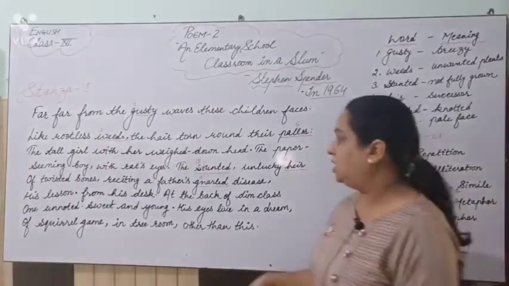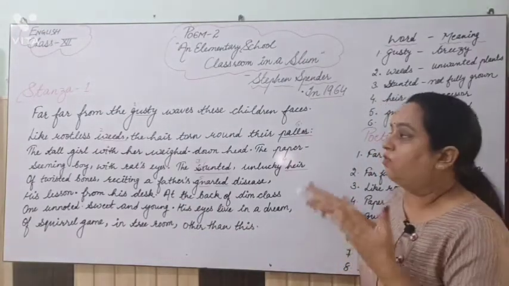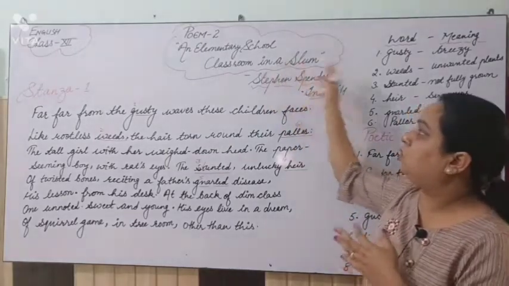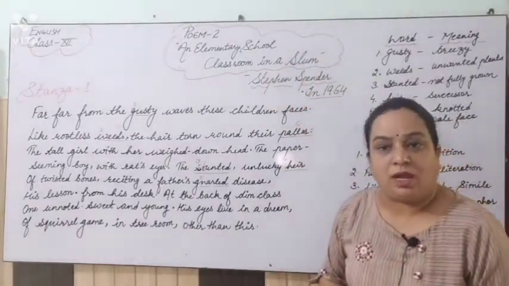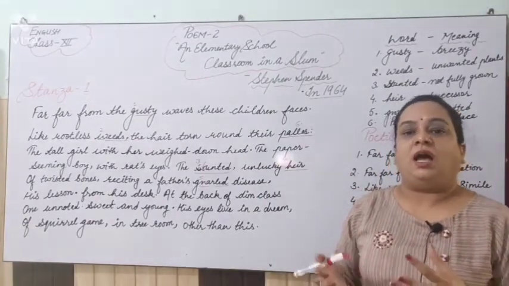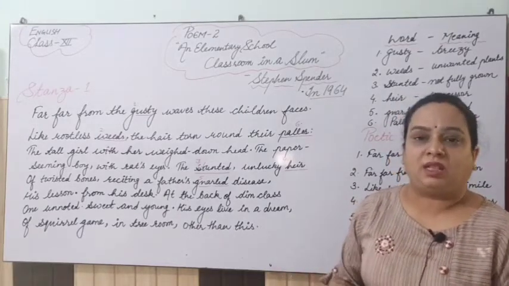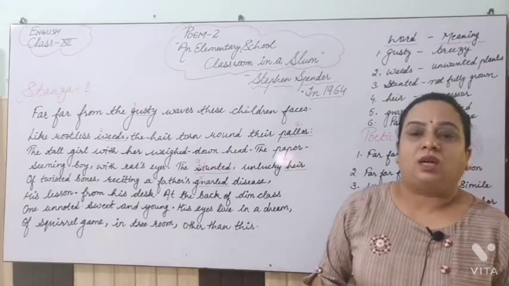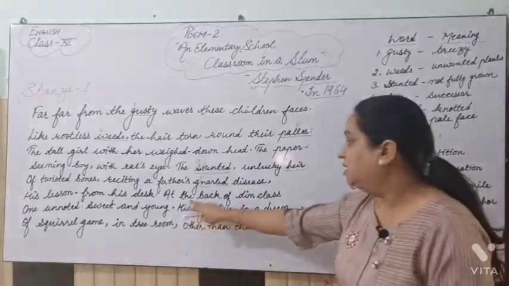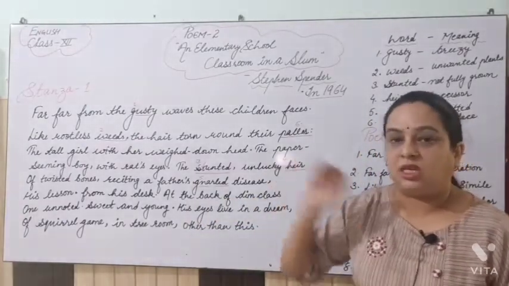So let's see what he is saying. At the back of the dim class. Now why is the class dim? Because we are reading about an elementary school classroom in a slum, right? So you may visualize the situation and that particular environment of that slum area, how that classroom can be, how it looks like. So he's at the back of the dim class, one unnoted, because he is youngest, right?